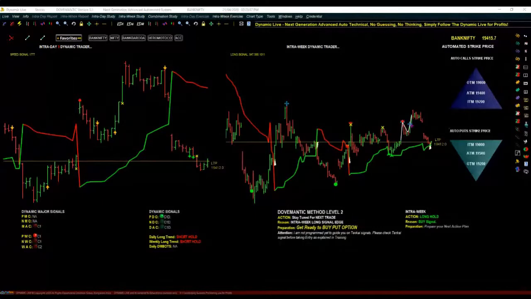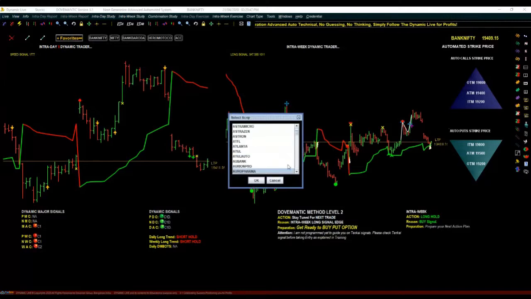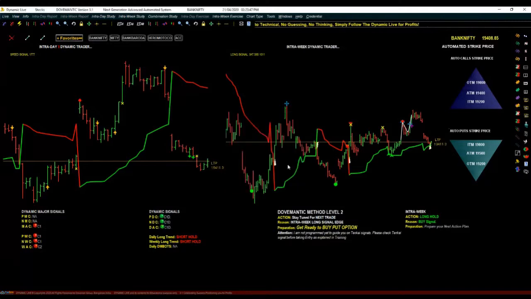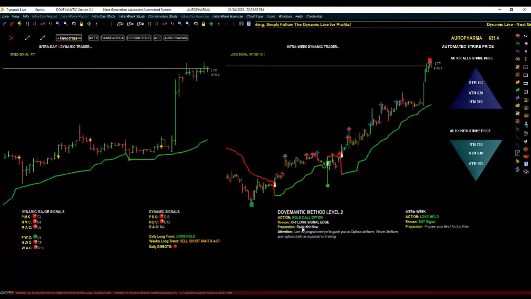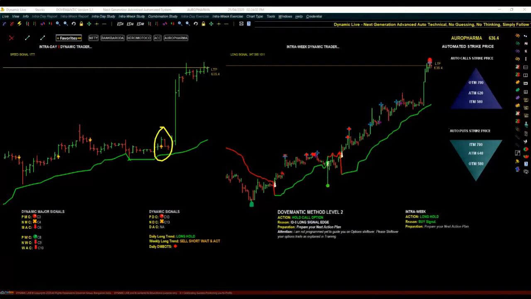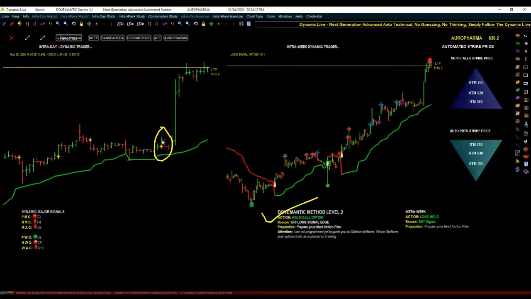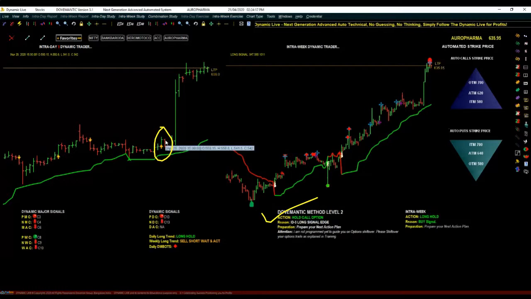Mr. Nishant is asking for Oro Pharma. Let us check Oro Pharma. Now here is the case of Oro Pharma. This is something huge, isn't it? Somewhere at this point, it has told us to buy a call option. It was on 20th April at around 14:30. We would have bought it at 550 rupees in futures, or we could have also bought a call option. And from there, it has shot up.